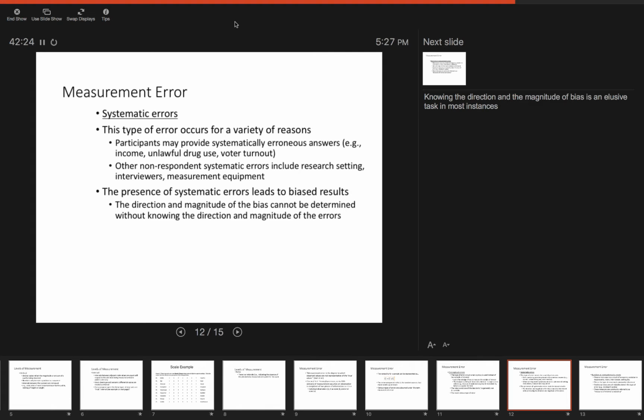The direction and magnitude of the bias cannot be determined without knowing the direction and magnitude of the errors. In many cases, we do, but we don't know. If we ask people whether they voted or not, what they used to do is actually go to the clerk of courts and say, "Can I see the voting rolls?" Because it's public record, and if somebody tells you they voted, you can go to the clerk of courts and find out whether they voted or not. Really, really expensive, right?